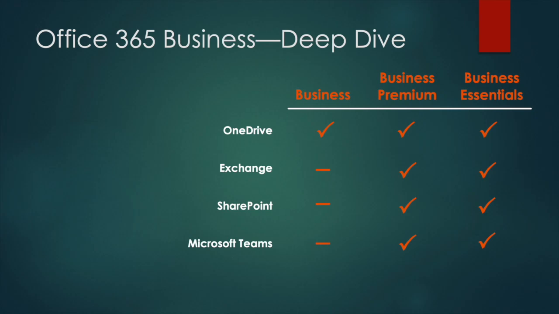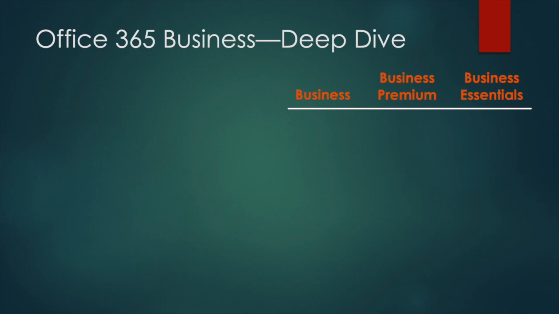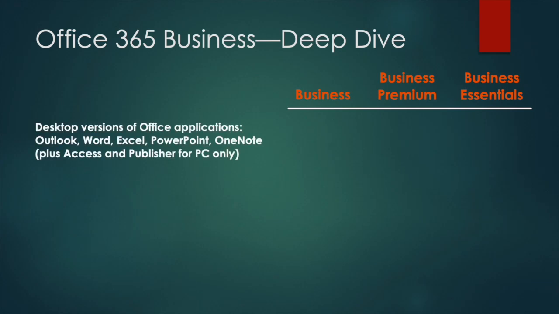So as you can see, Office 365 Business in the first column offers the fewest services. Let's look now at the specifics, including applications. Full desktop versions of Office applications, Outlook, Word, Excel, PowerPoint, OneNote, and on the PC, Access and Publisher are available on Office 365 Business and Premium, but not Essentials. So think of Essentials as services and no desktop Office applications. And think of the Office 365 Business tier as applications and minimal services.